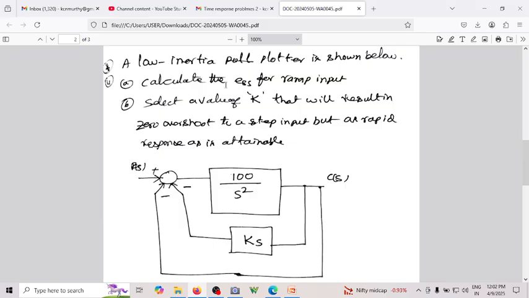Let us move to part B, where it says: select a value of k such that it results in zero overshoot for a step input, but as rapid a response as is attainable. So we are supposed to have zero overshoot for a step input, R of t equal to u of t, and it should have a very rapid response.